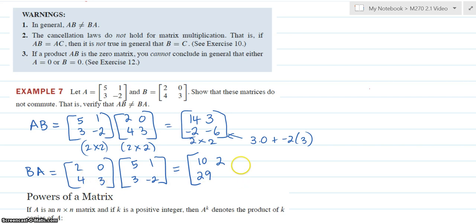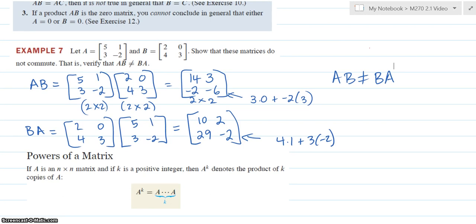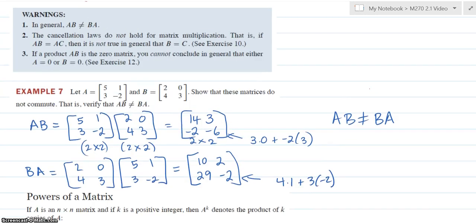And finally, I'll show you one here. That's the second row, second column. So you take the second row, second column: 4 times 1 plus 3 times negative 2. So that would be negative 2. You can see they're not the same. AB does not equal BA. It seldom does. So that is a warning.